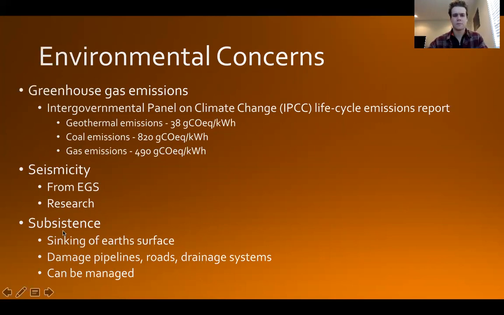And then also subsidence is basically the sinking of Earth's surface. So when you're pulling water out of the ground at a rate that is greater than the rate it takes for the reservoir to replenish after you inject the water back down after using it to create electricity, then it has the potential to sink Earth's surface. So this would damage pipelines, roads, drainage systems. However, this can be managed by just limiting the amount of water that you pull out at a time and letting that underground reservoir replenish.